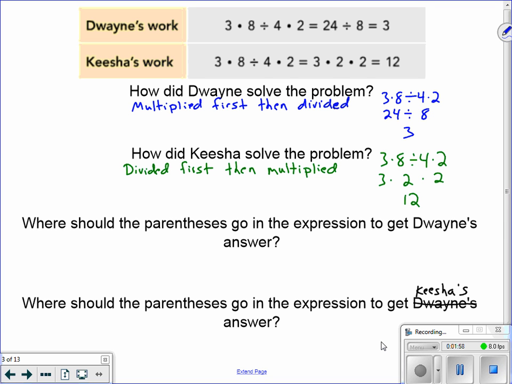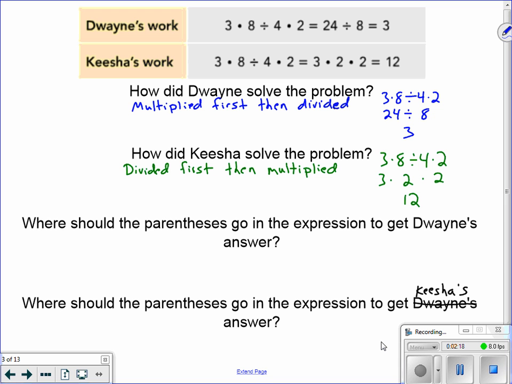Keisha solved the problem by dividing first, then multiplying. So she did 8 divided by 4 to get 2. Now she's got 3 times 2 times 2, and 3 times 2 is 6, times 2 is 12. So that's what she did.